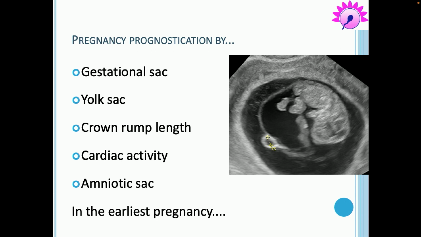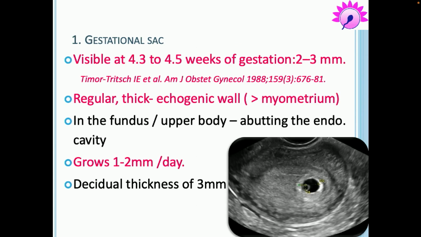Looking at the other prognostication signs, let us start with the gestational sac. We know that the gestational sac is going to appear at about 4 weeks and 3 to 5 days, when it will be very small. It has a definite normal growth rate of at least 1 millimeter a day. Regular thick echogenic wall, which is because of the double decidual reaction.